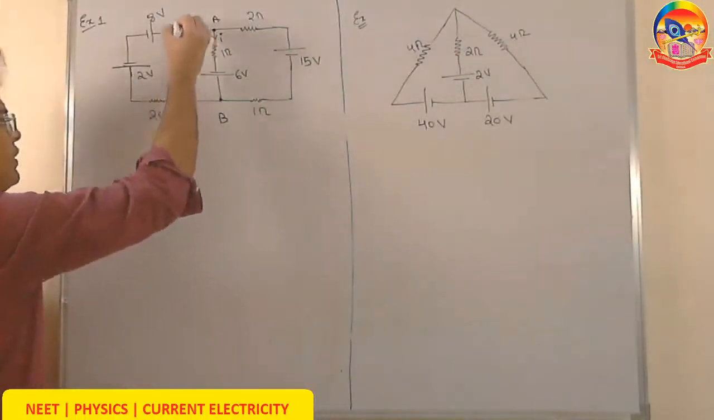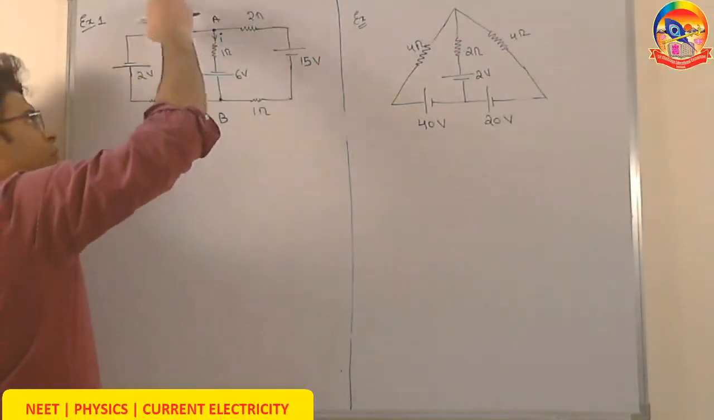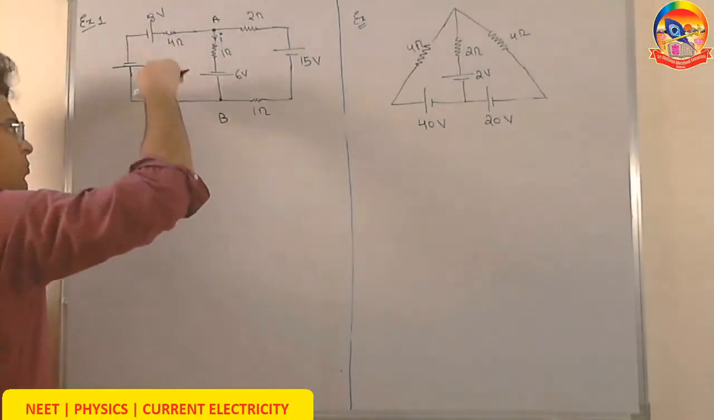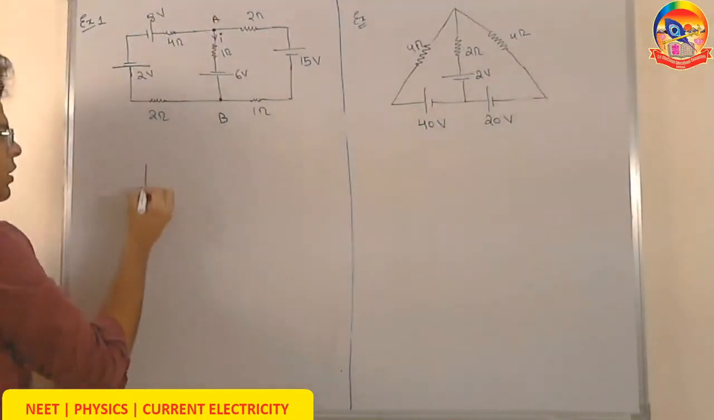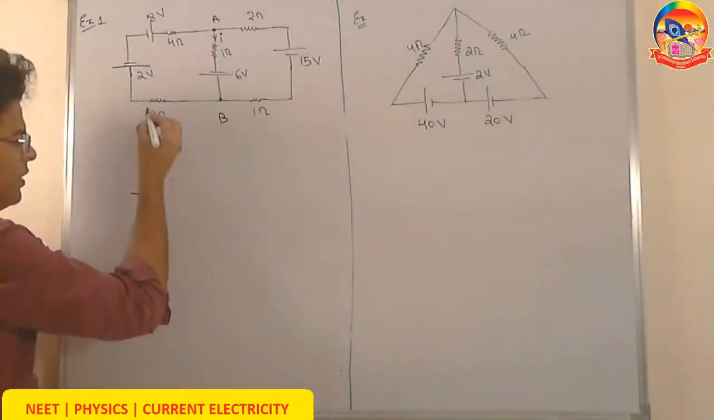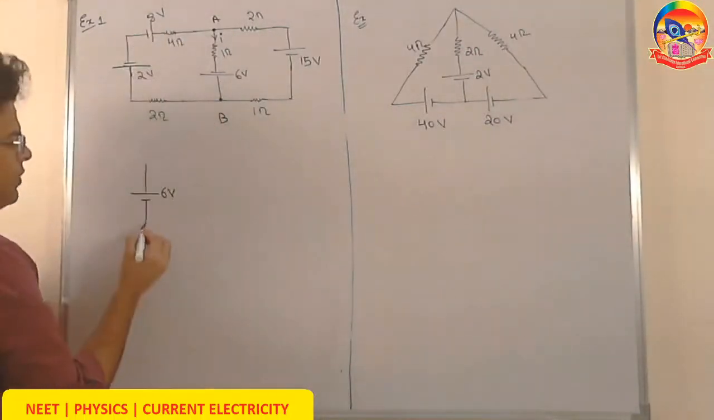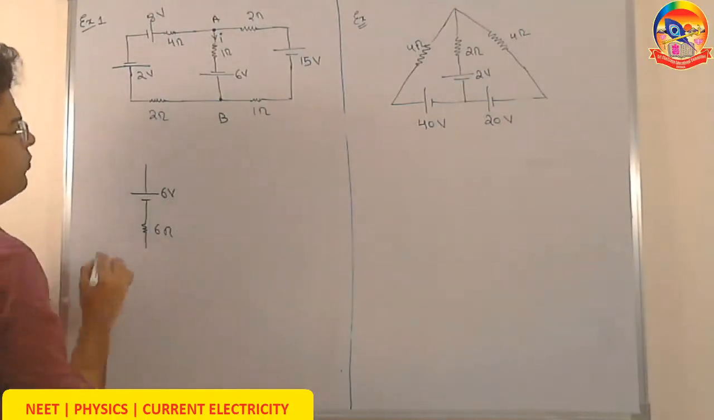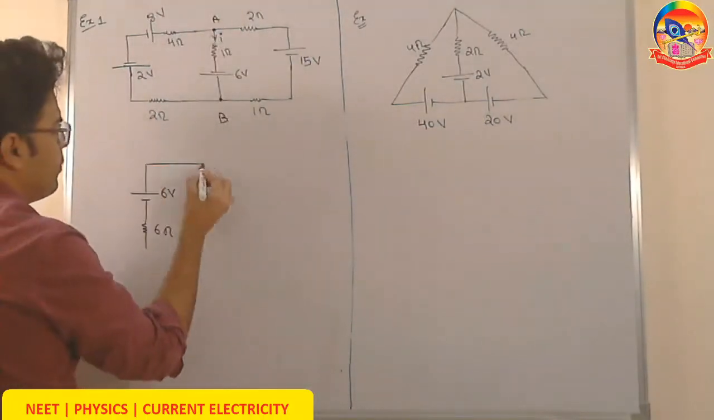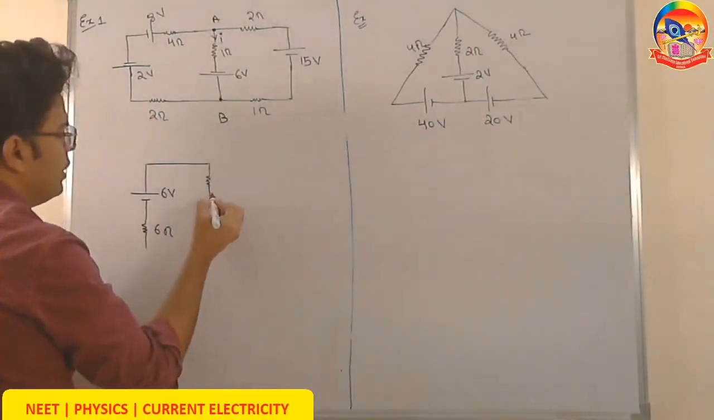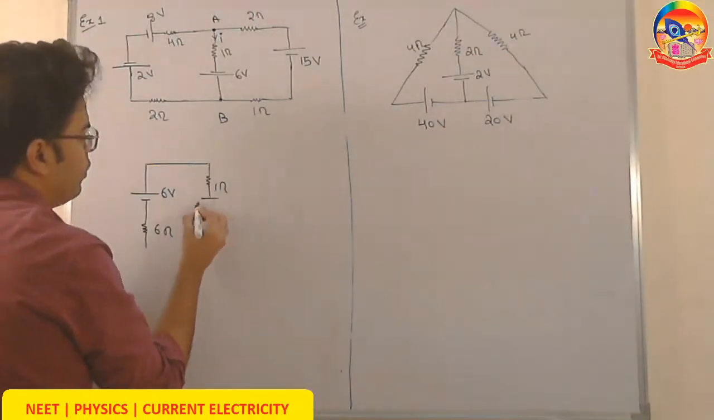Now reduce this first line. So 8 volt wants A to be higher, 2 volt wants B to be higher. So overall 6 volt towards A to be higher. So you can think of it as 6 volt. And resistance, these two are in series. So you can just write a resistance of 6 ohm. In this second line, you have got a resistance of 1 ohm and a battery of 6 volt.